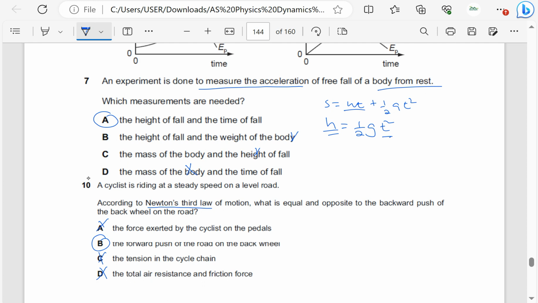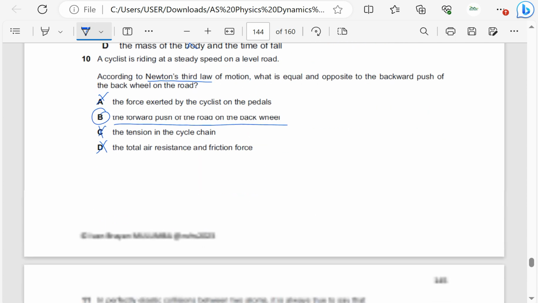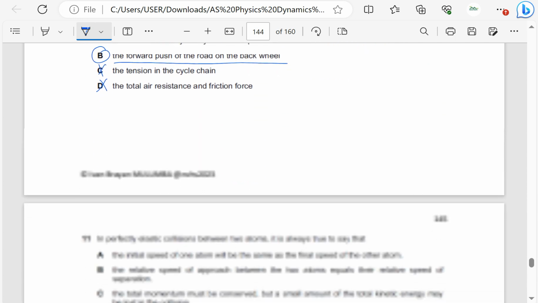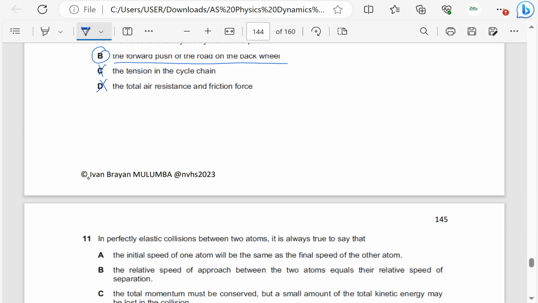Because the forces should be equal but opposite, if there's a backward push of the wheel on the road, then there should be a forward push on the wheel by the road. So the answer is going to be B, the forward push of the road on the back wheel. Okay, let's start the last part, which is going to be part 16 on this page. So see you in part 16.